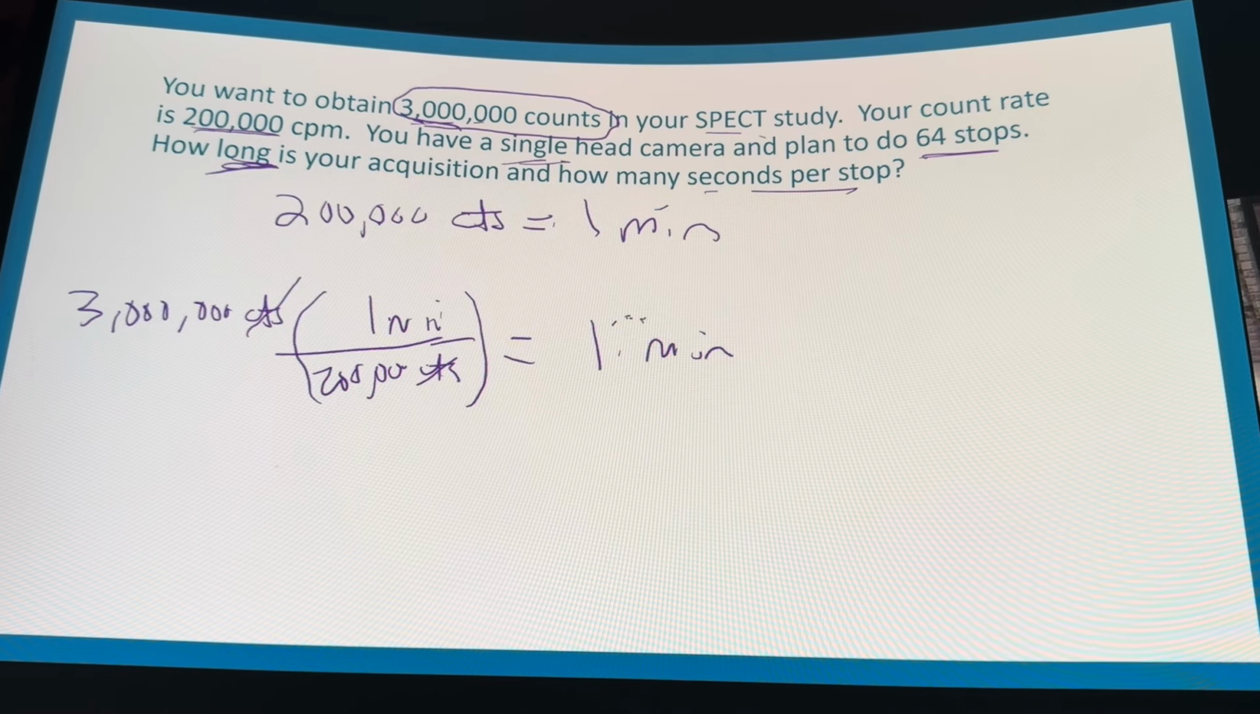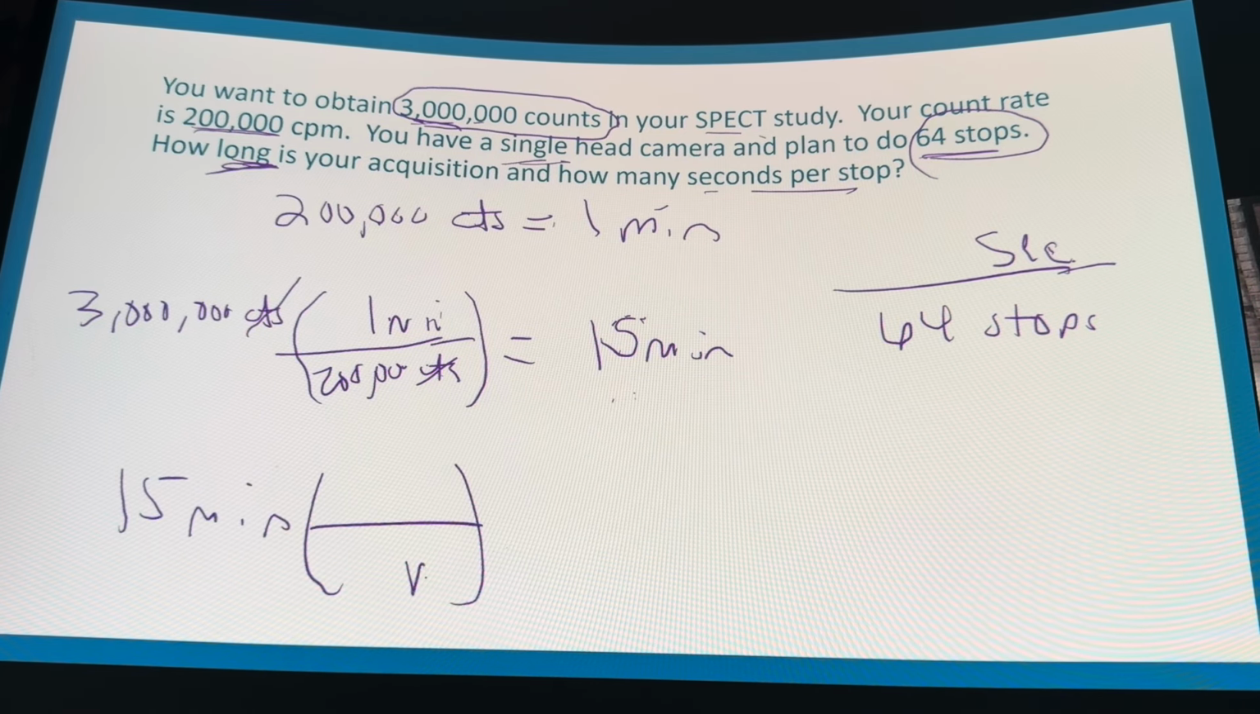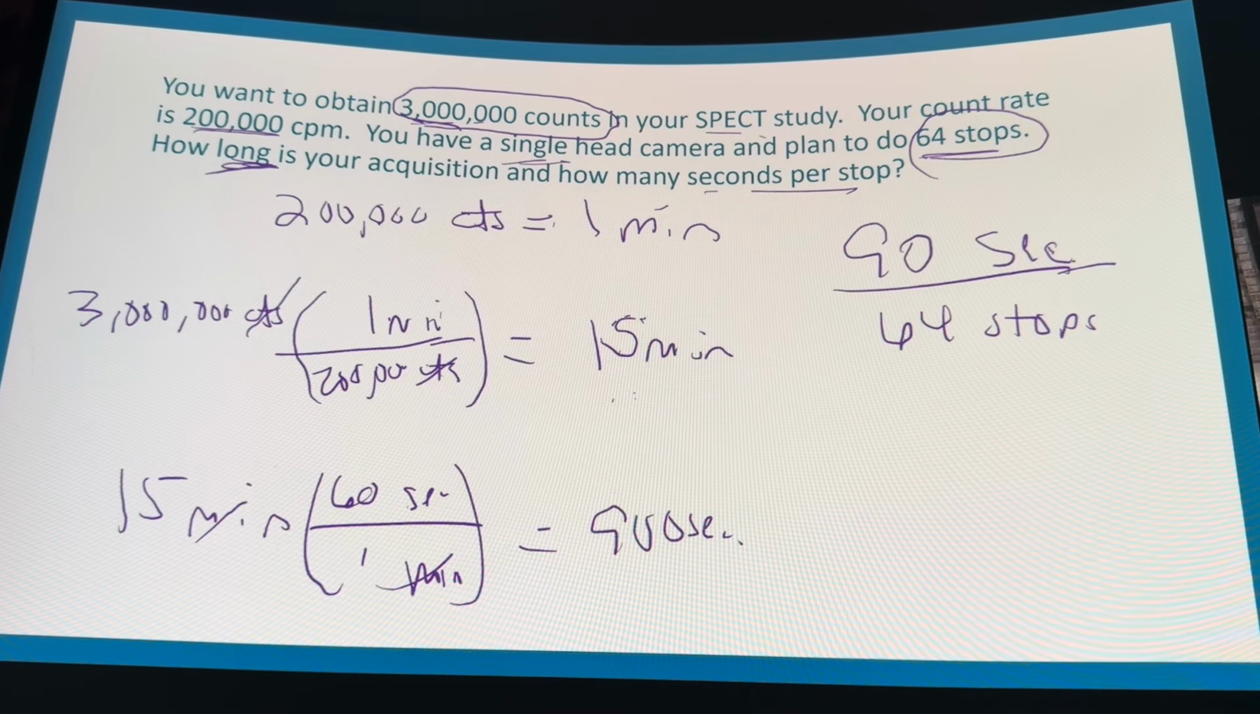Now what do I need? Now I need to know how many seconds per stop. Well, I know how many stops, it tells me. I have 64 stops. But I don't know how many seconds I have because I'm in minutes. But I know I can convert my minutes to seconds. 60 seconds, 1 minute. I have 900 seconds. I throw my 900 seconds in here. 900 seconds for 64 stops. Each stop is 14 seconds per stop.